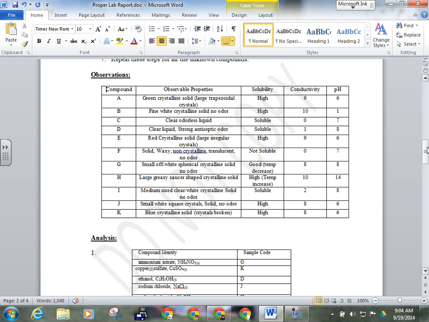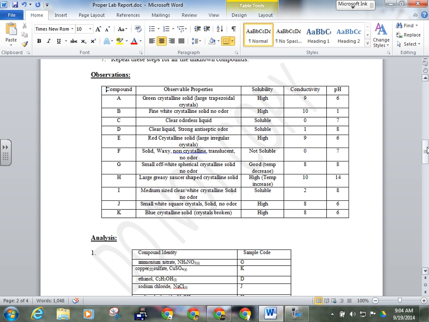Solid, waxy, non-crystalline, translucent, no odor, not soluble, conductivity of 0, and a pH of 7. Philip? Paraffin. Yeah, that was candle wax. All I did was take a candle and shave it into little shreds. That's all that stuff was.